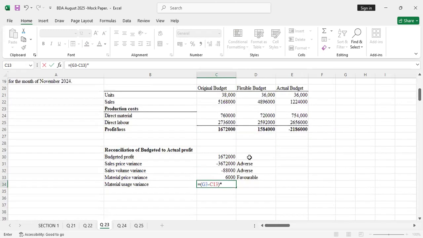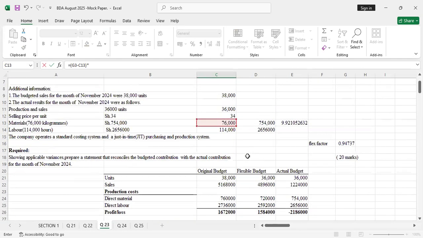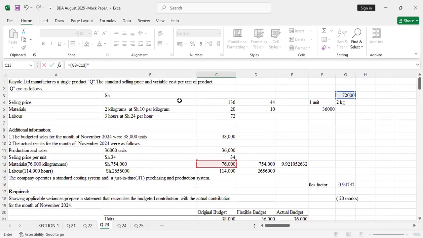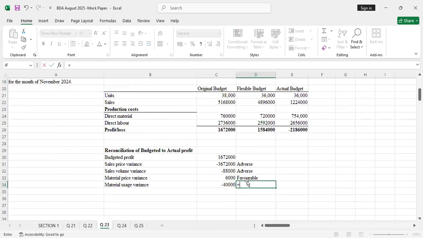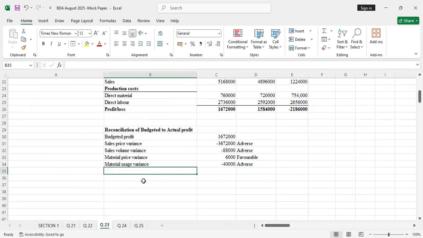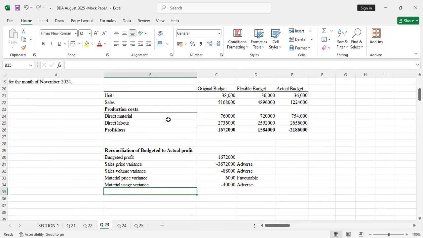So what is our standard price? Of material. Don't go to the selling price of material. So our standard price for material is this one, 10. We had it here, times 10. Then you enter. Once you enter, you get negative 40,000, and that is adverse. Just equals to. Then you label it adverse. Then we are done with material. So you go back to the statement. Material done. So we go to labor.